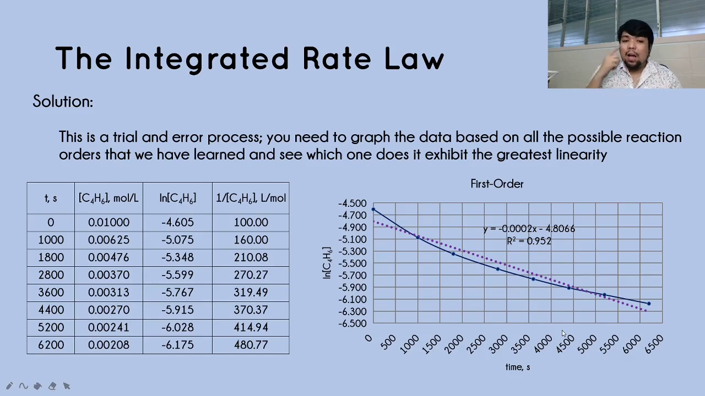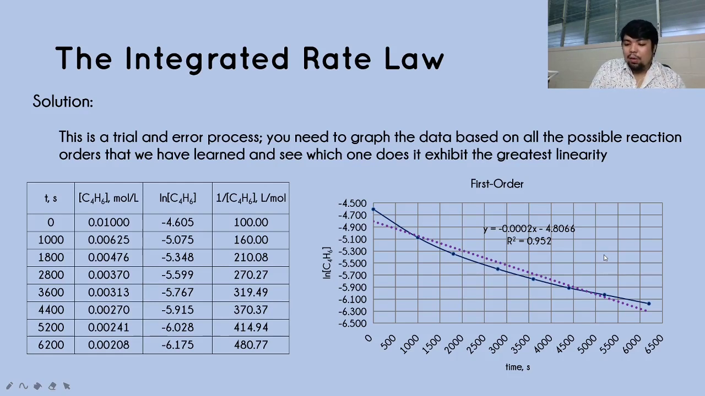So I plotted it as if it is a first order. I got the natural logarithm of each of the concentrations and plotted it. I have this equation here, and this is the r squared. This is actually a bad r squared. That means that this is not linear. So that means this is a second order reaction.